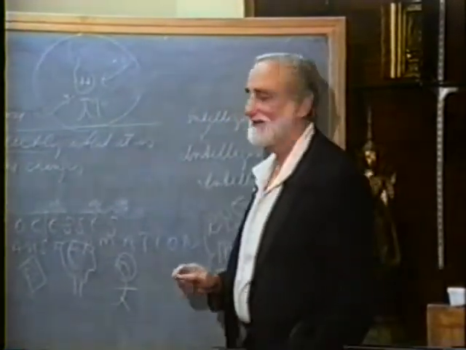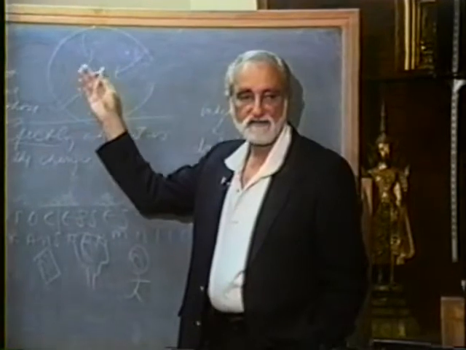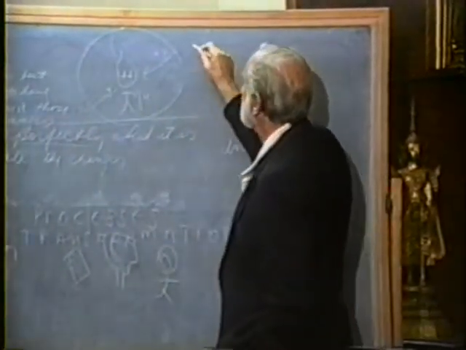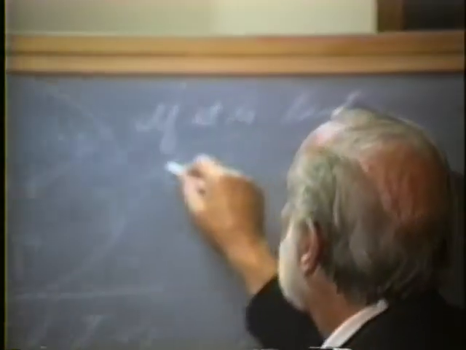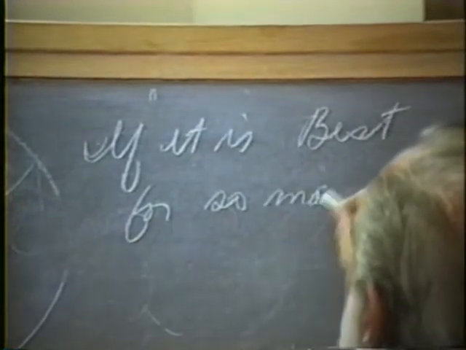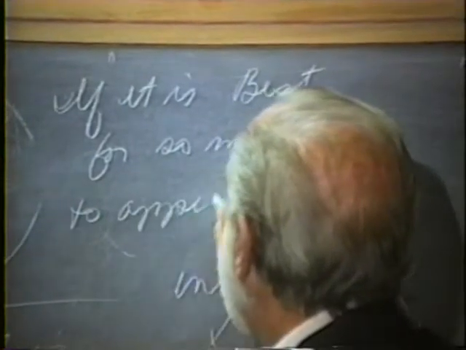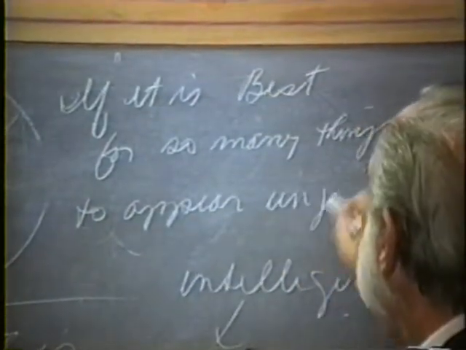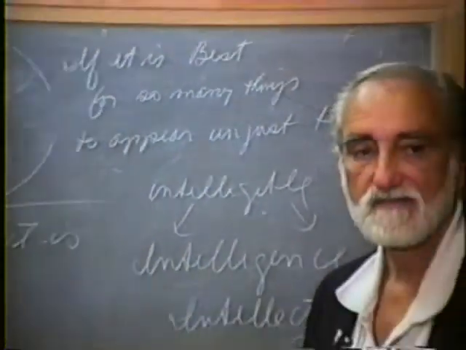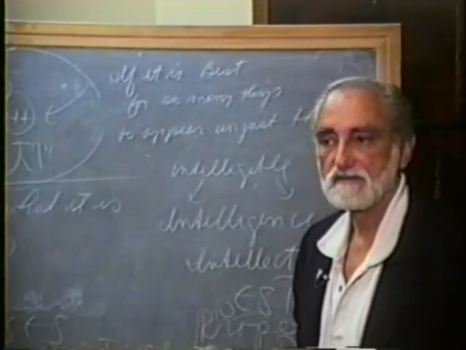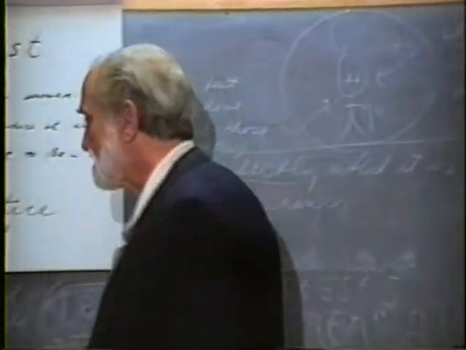Okay, now try this. If this really is best for things to be this different one from the other, let me put it this way. If it is best for so many things to appear unjust, then how are we going to save it? How are we going to save it? That's all. How are we going to save it?